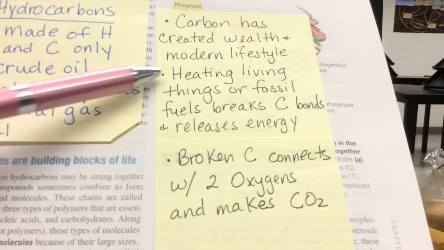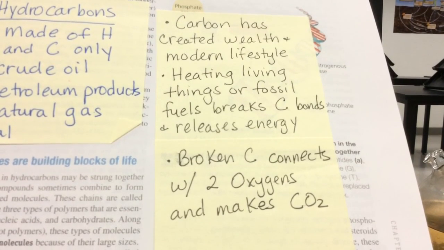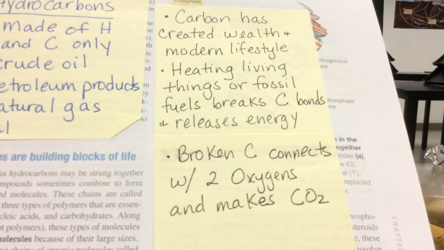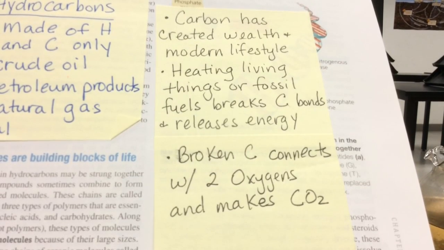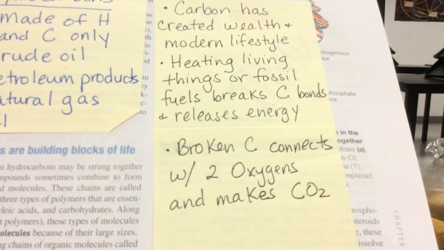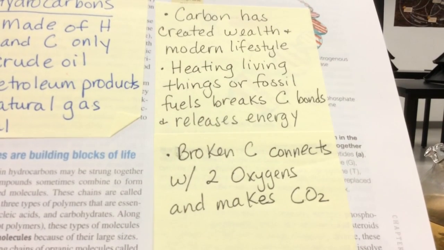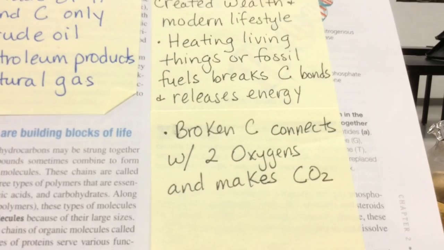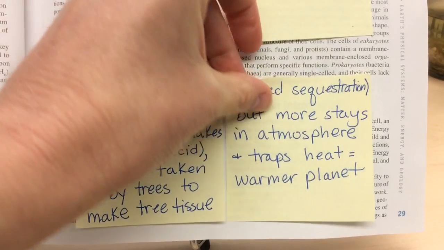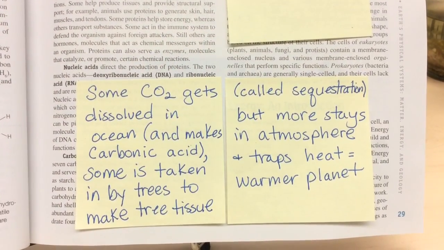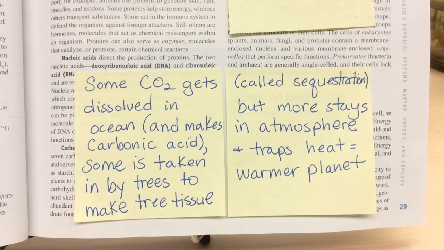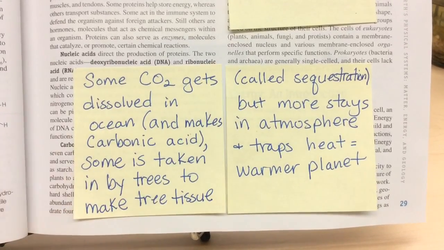But first of all, whenever we burn a fossil fuel for energy, for creating electricity, for heating our homes, even for cooking, we break the carbon bonds and release energy. So when we burn fossil fuels or even wood, that carbon, which is broken, will connect with 2 oxygens and make CO2. And we're going to talk about this a lot this year because this is the essence of global warming. Some CO2 gets dissolved in the ocean and makes something called carbonic acid, which we will study in chapter 16. Some is taken in by trees to make tree tissues, and this is called sequestration.